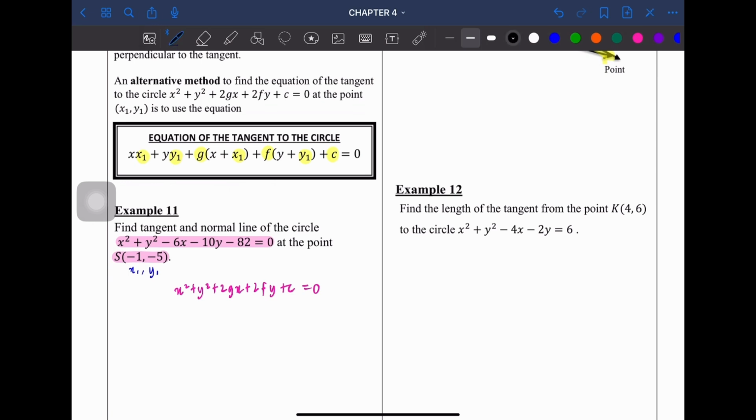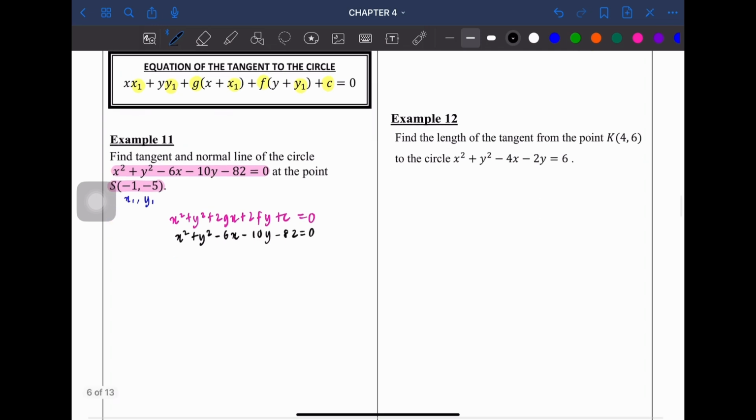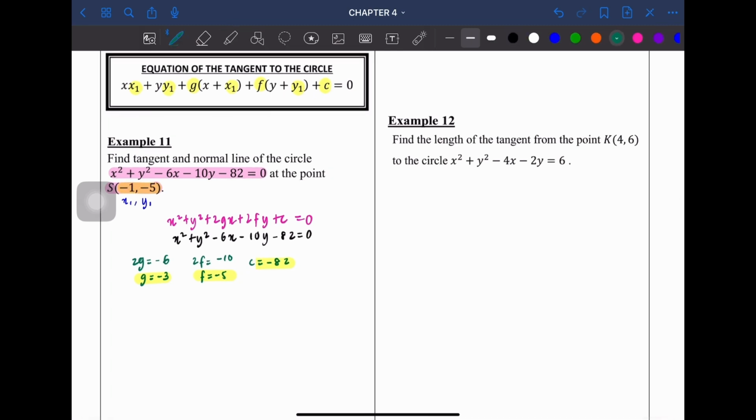The equation given is x squared plus y squared minus 6x minus 10y minus 82 equal to 0. So from this, we need to compare. Our 2g is equal to negative 6, so g is equal to negative 3. Our 2f is equal to negative 10, so f is negative 5. And c is equal to negative 82. Now we already have the three pieces of information that we need, and we also have x1 and y1. So what do we do now? We're going to substitute into the formula. The equation of the tangent.